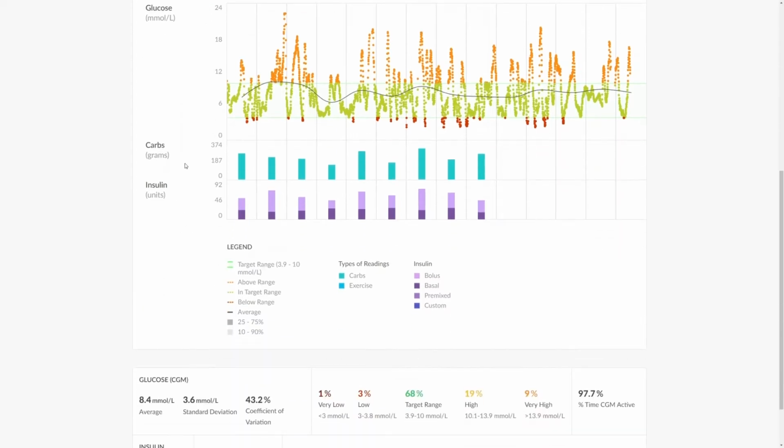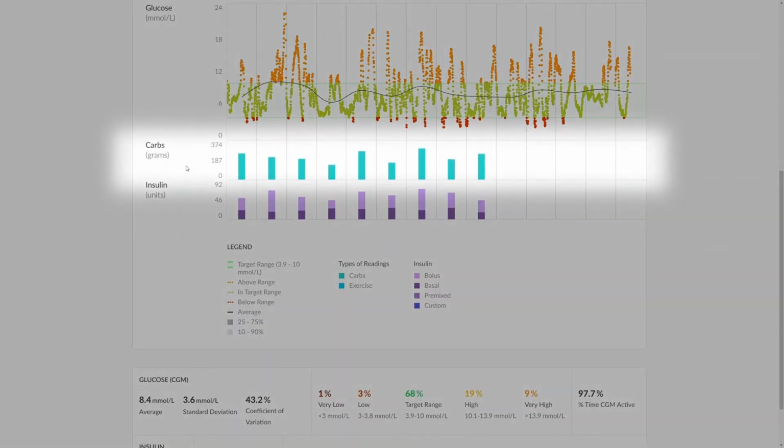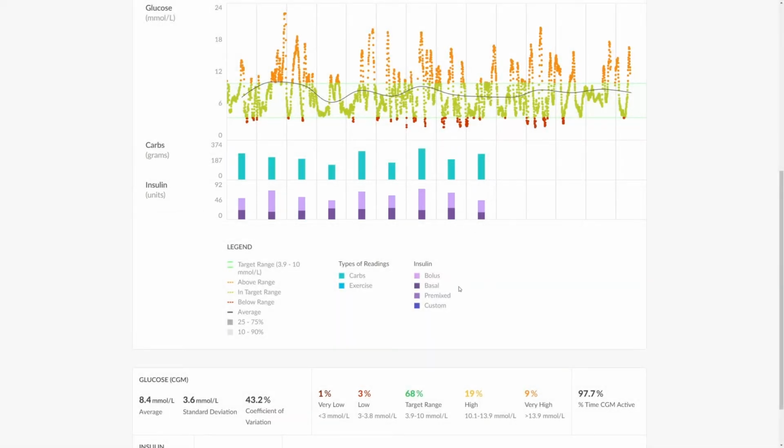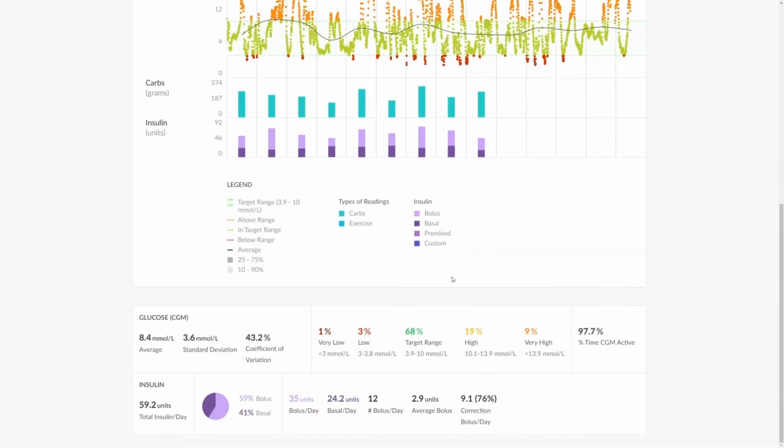Below that, we have carbohydrates, which are represented as proportionally sized bars on the chart, representing the amount of carbohydrates that are recorded for each day. Likewise, we have proportionally sized bars for insulin, which indicate the amount of insulin that has been administered on each day, and these may be subdivided further depending on the capabilities of the device that has been uploaded to include bolus and basal insulins. As we continue to scroll, we can see statistical metrics for both glucose and insulin.